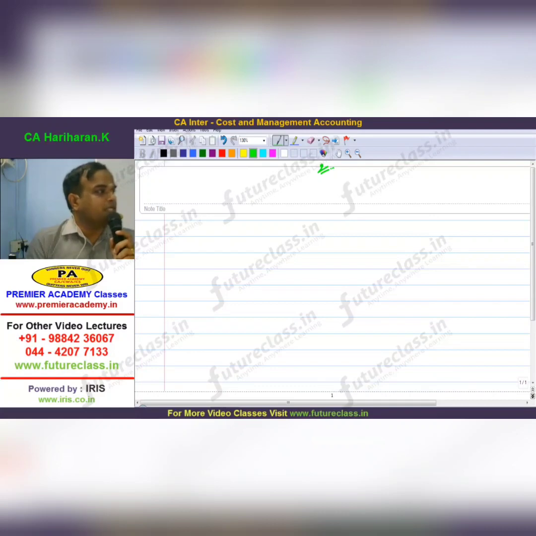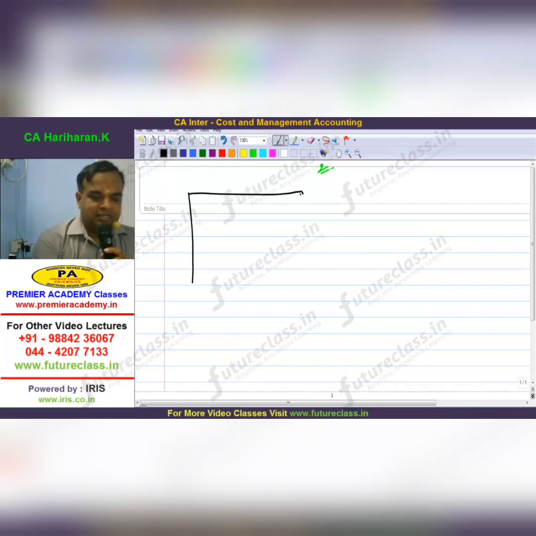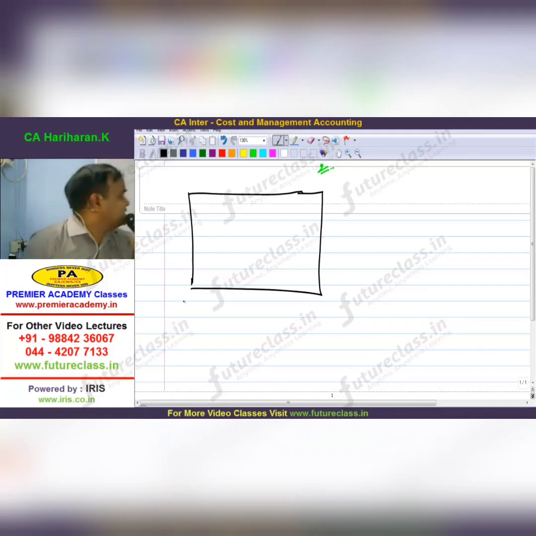Availability of the paper in the market and the size of the book we are going to print, will they always be equal? No need, right? Assume the availability of the paper in the market comes to this size of paper, whereas our book size which we have to print comes to, assume, this much.